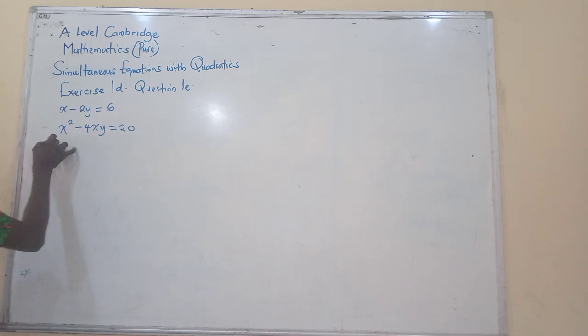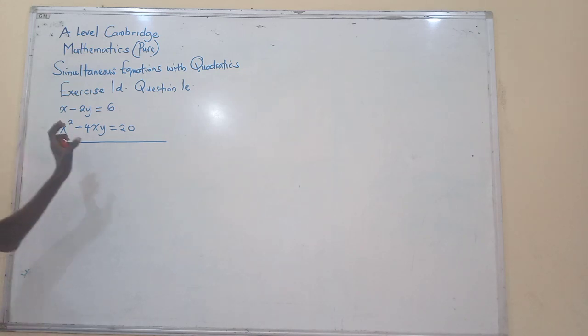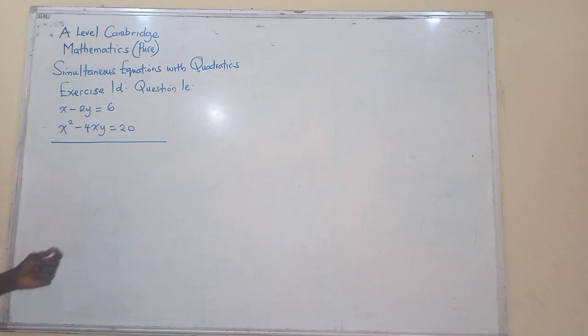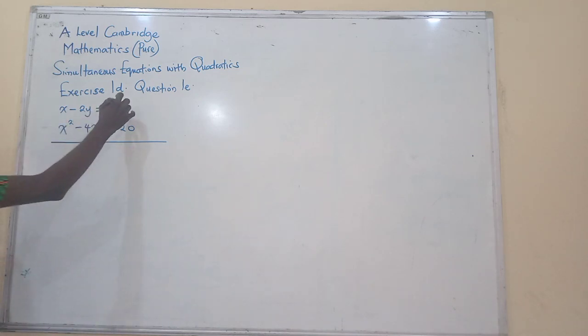I usually use this approach, I rule off. Now, the method you're going to use here is what we call substitution. Substitution remains your best method to use in this setup. Once it's quadratic, you can't use elimination. So the method you're going to use to solve these simultaneous equations will be that of substitution.